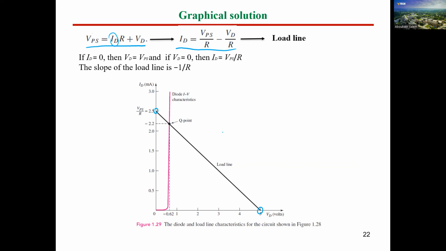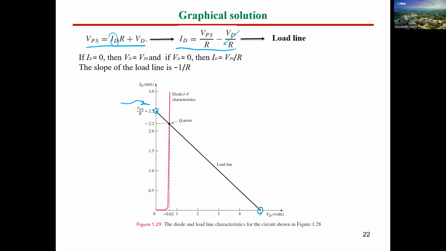So at this point, for instance, guys, here we have the value of VD equals 0. So substitute VD equals 0 in this equation. This means ID equals VPS divided by R, and the power supply and resistance are given. So we have 5 volts divided by 2 kilo ohms, and the value is going to be 2.5 milliampere.